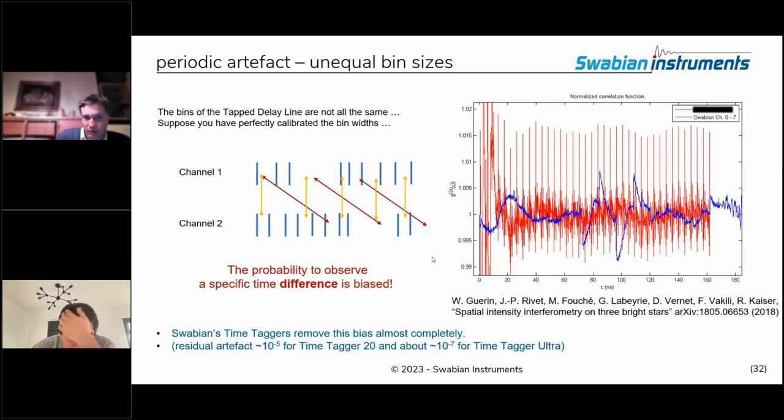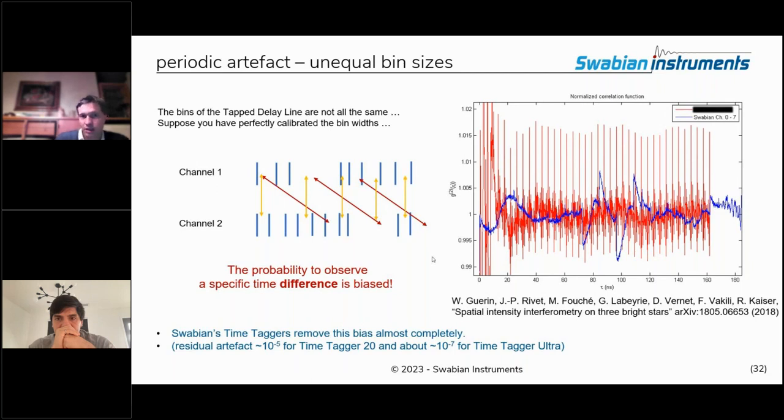And for that, you have to integrate or sum over all possible occurrences, and this inclined one will hit these two large bins. So it will have a biased probability, a higher probability to occur. And this, even if you have perfectly calibrated your bins, leads to a bias of specific time differences being more probable to observe than others.